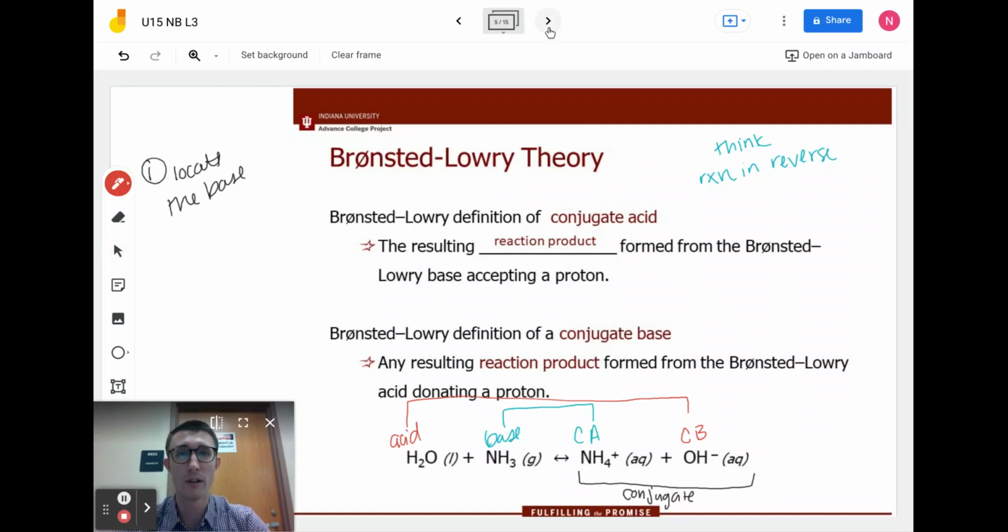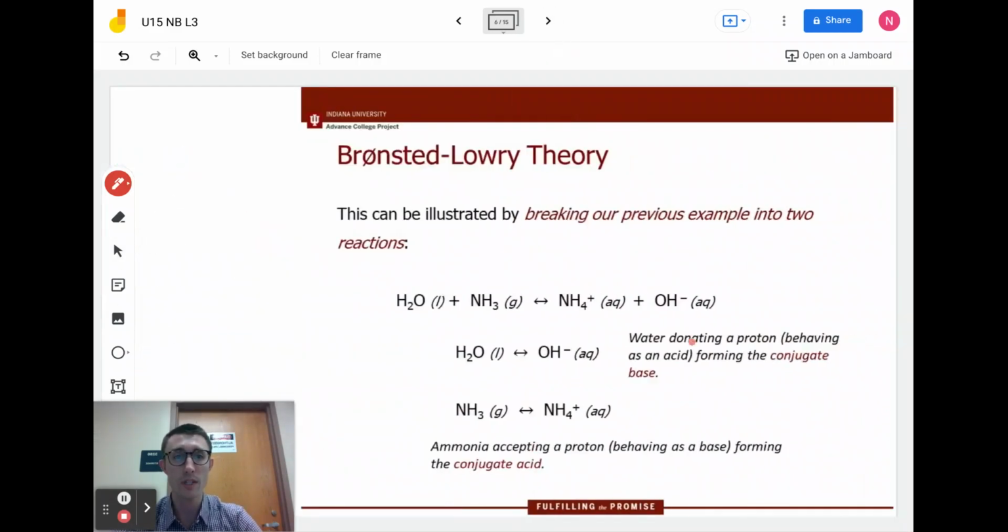Okay, so let's look at this a little bit closer. In this case, the same reaction, water donated the proton. So it was behaving as an acid because it donated this. And it forms the conjugate base, OH minus. So the conjugates always go on the product side.